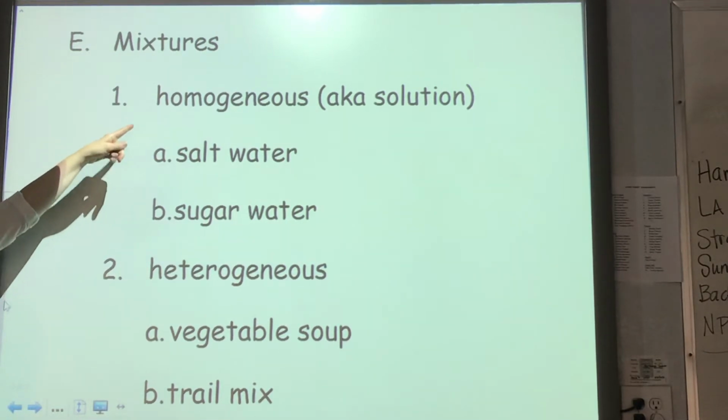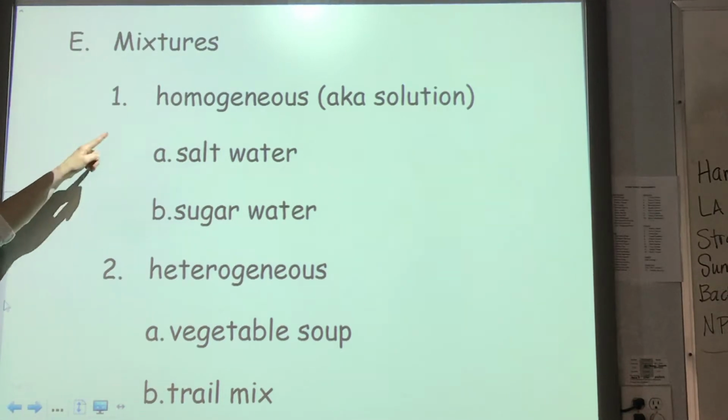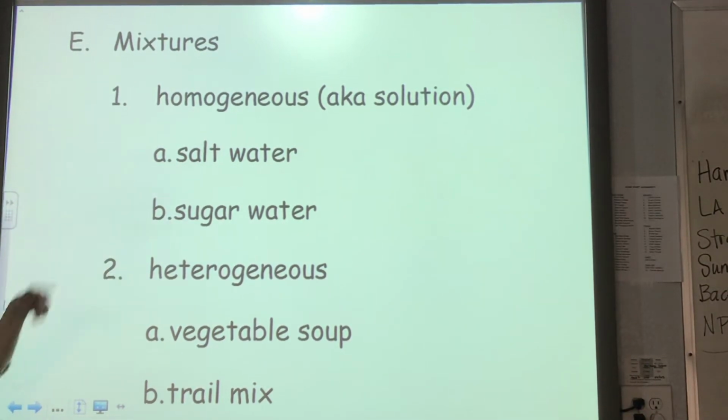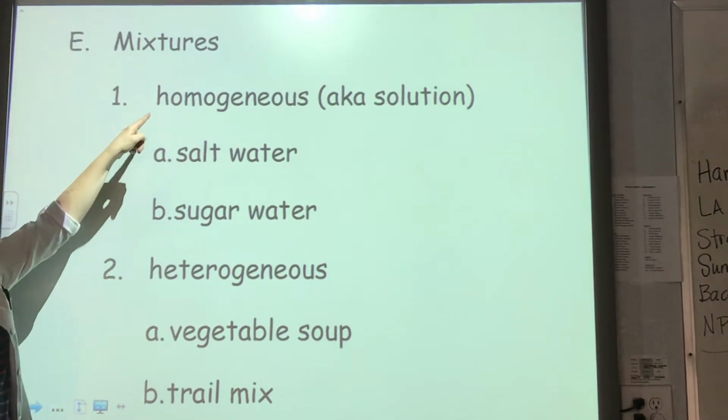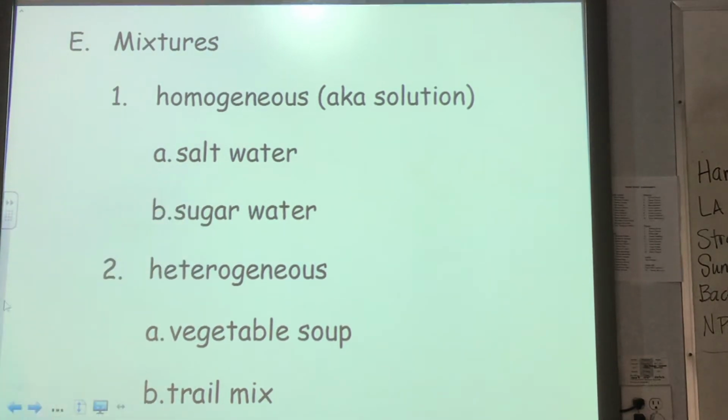We can have homogeneous mixtures, or homogeneous, I prefer to pronounce both ways, which means that the mixture is the same throughout. If you take a spoonful of that mixture and set it aside, and then you get a different spoon and get another spoonful of that mixture, those two spoonfuls are going to have the exact same amount of substance in them, the exact same ratio, okay? It's all the same throughout.